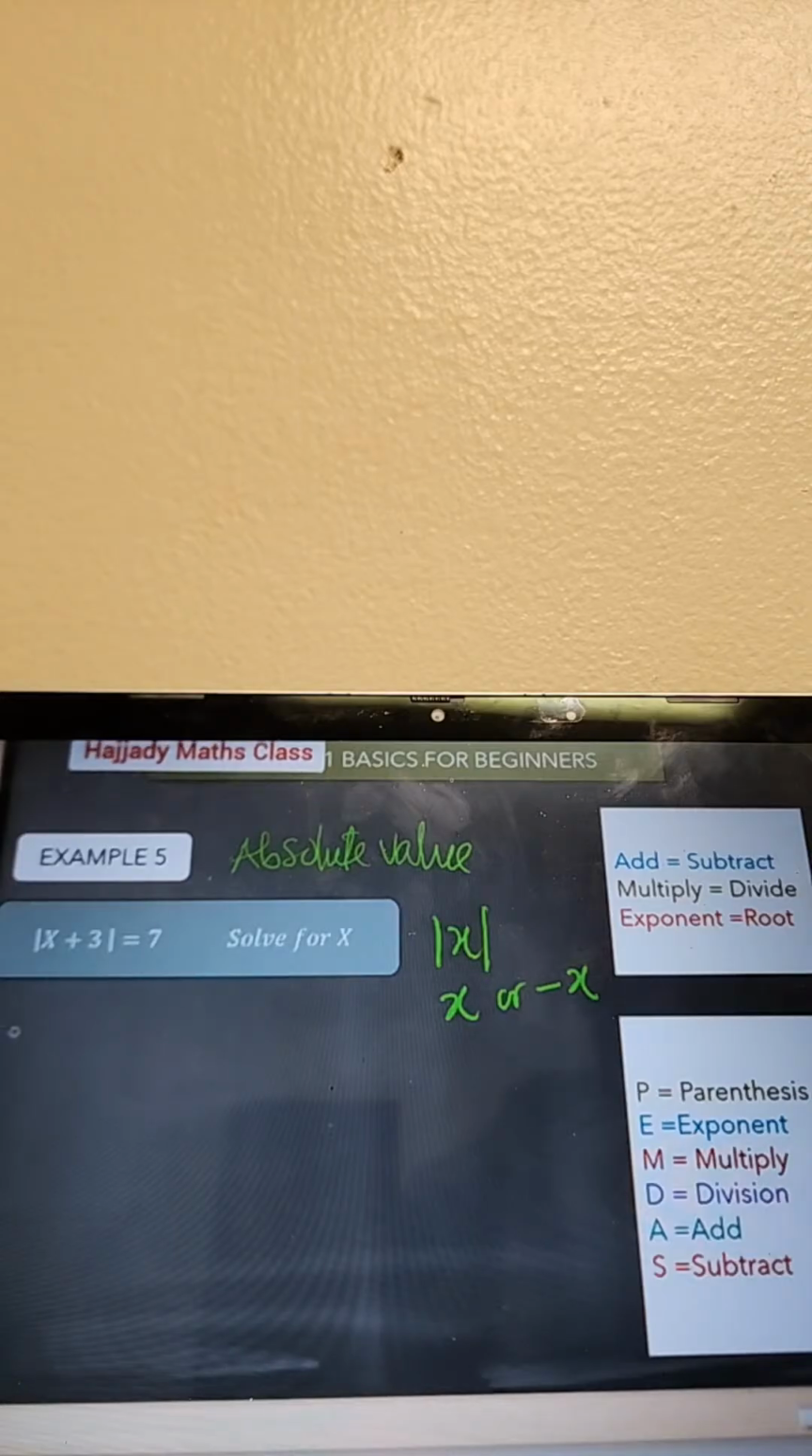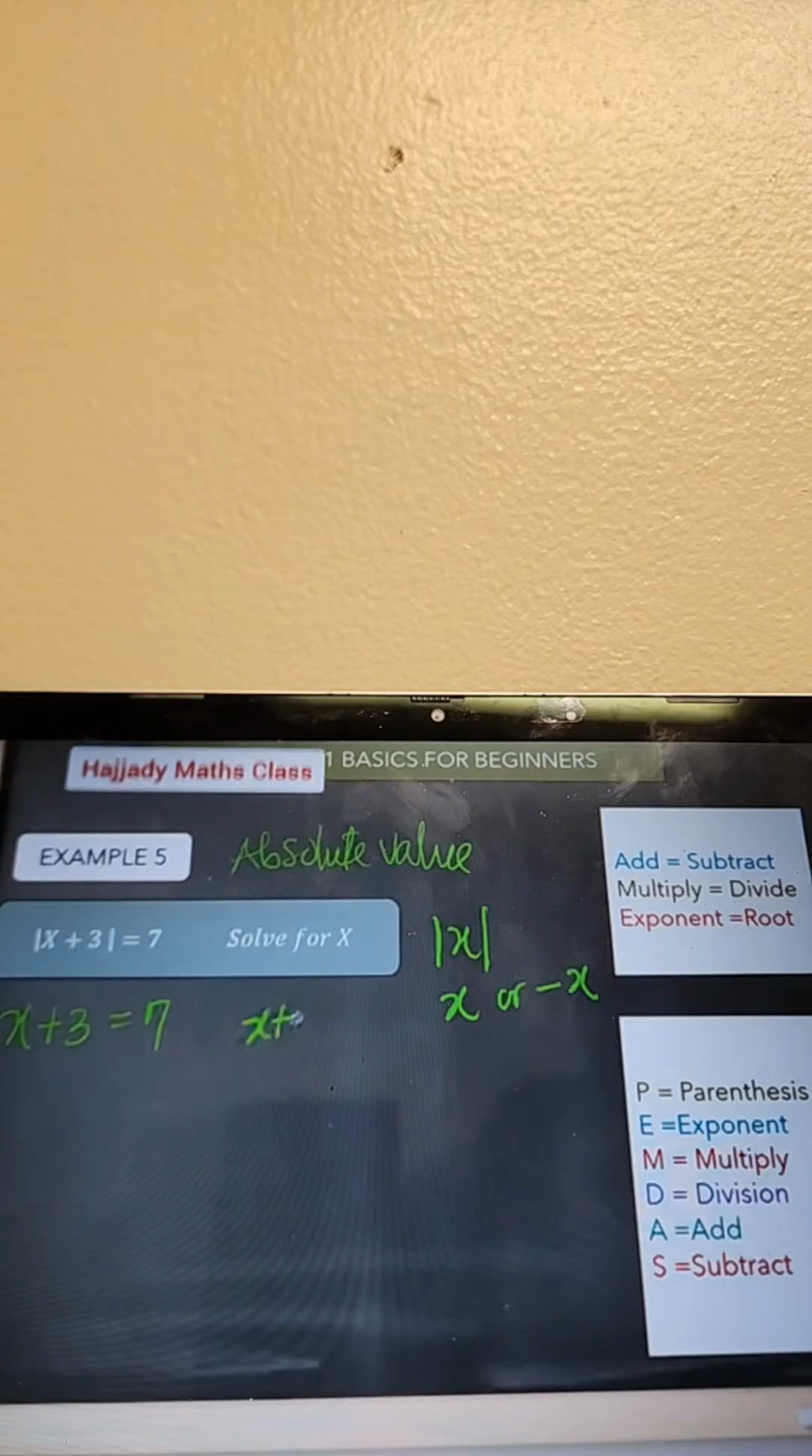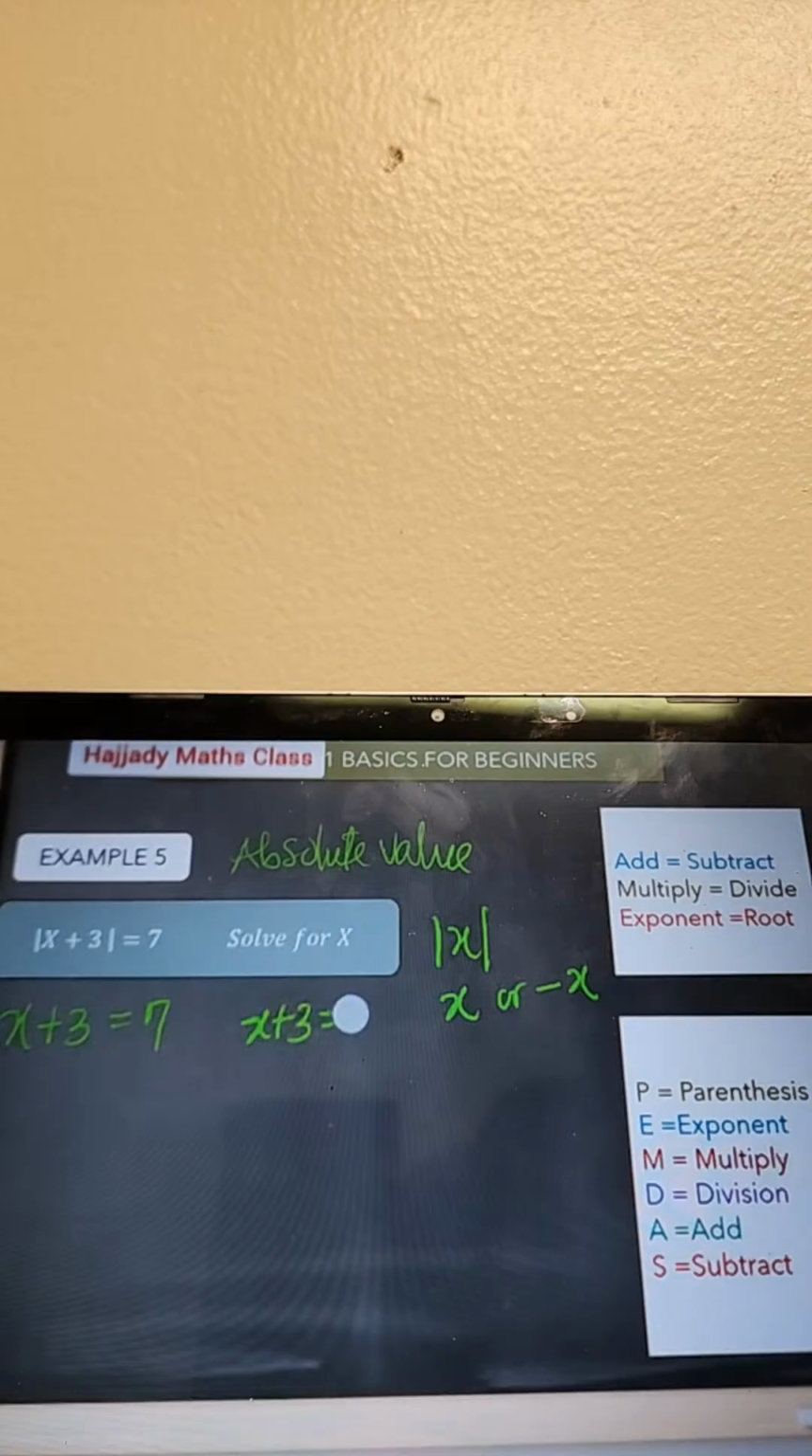Now, here we have the absolute value of x plus 3. Here it means we have x plus 3 equals to 7, or we have x plus 3 equals to negative 7. This is what it means.